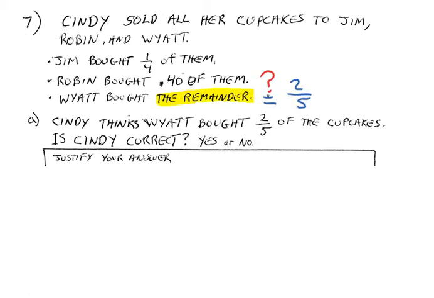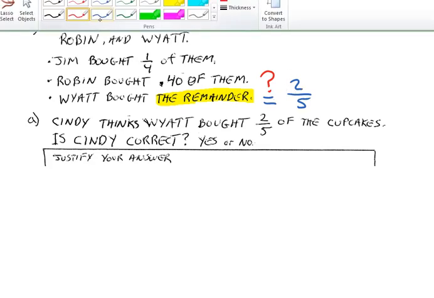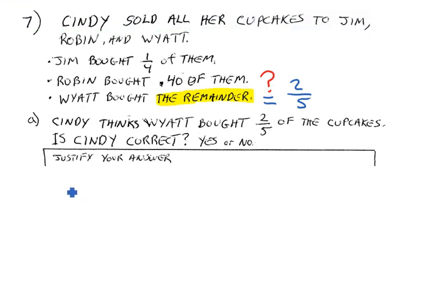Okay, first of all, we want to know, did Wyatt buy the remainder? Wyatt did buy the remainder, and Cindy thinks that it's 2/5. Is she correct? Is the remainder equal to 2/5? Well, let's find out how much 2/5 is first of all.